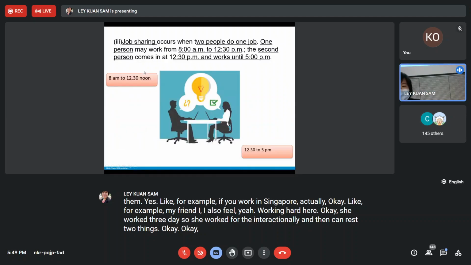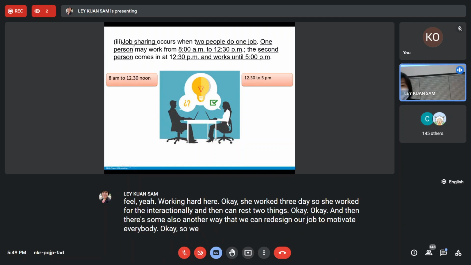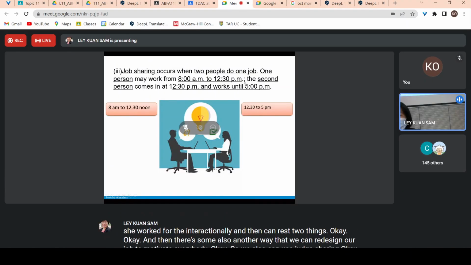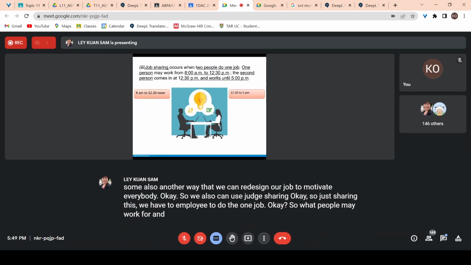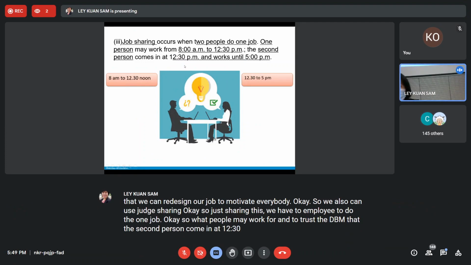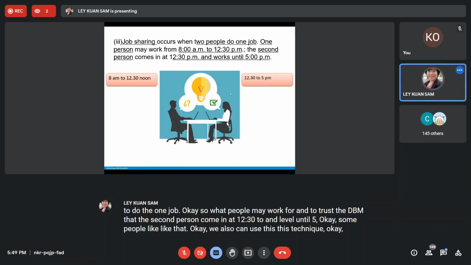And then this is another way that we can redesign our job to motivate employees. We can use job sharing. Job sharing means we hire 2 employees to do one job. One person may work from 8 a.m. to 12:30 p.m. Then the second person comes in at 12:30 and works until 5. Some people like that. We can use this strategy to motivate employees.